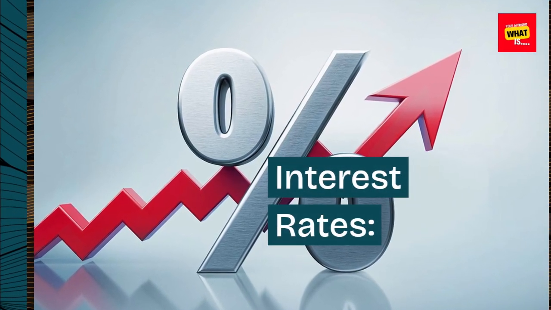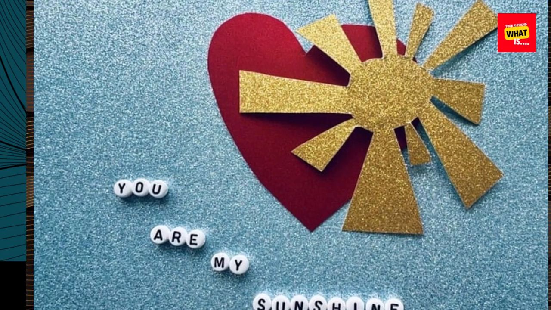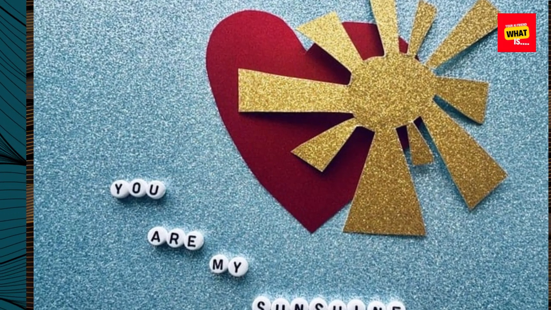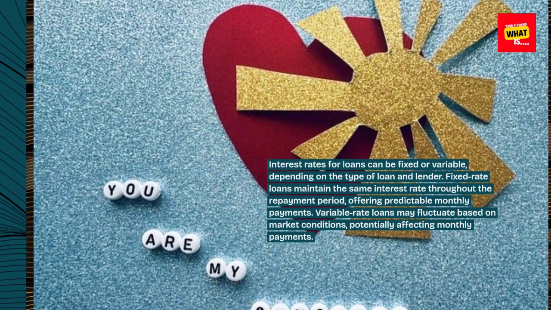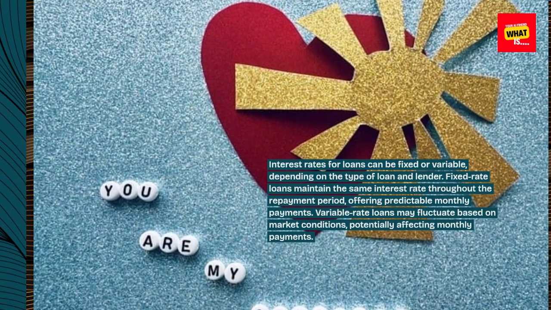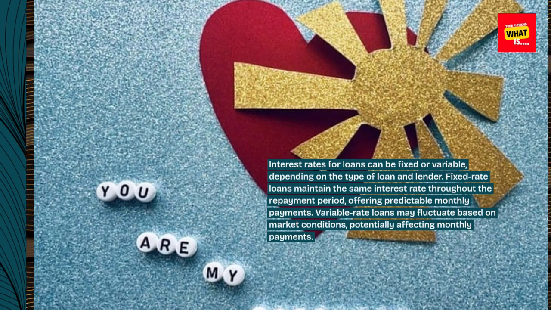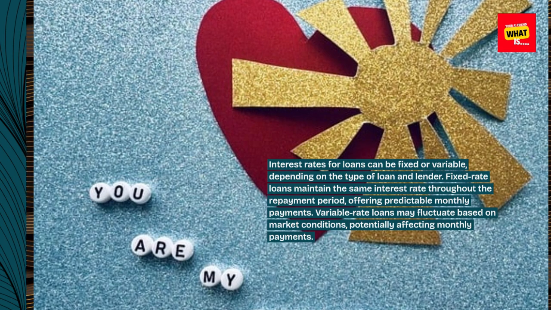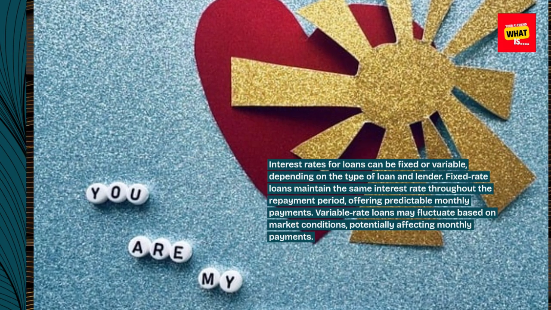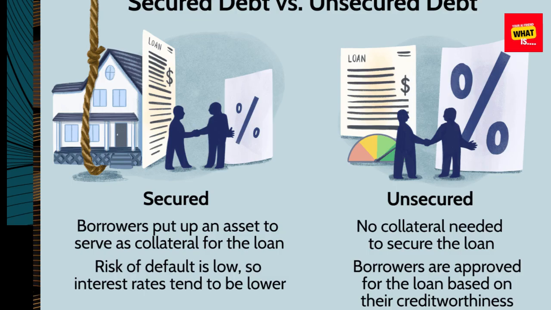Interest rates. Interest rates for loans can be fixed or variable, depending on the type of loan and lender. Fixed-rate loans maintain the same interest rate throughout the repayment period, offering predictable monthly payments. Variable-rate loans may fluctuate based on market conditions, potentially affecting monthly payments.